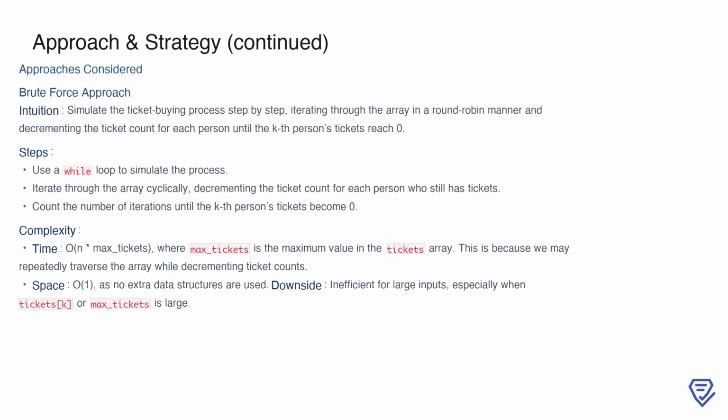One approach to solving this problem is the brute force method, where we simulate the ticket buying process step by step. The intuition here is straightforward. We iterate through the queue in a cyclic manner, decrementing the ticket count for each person who still needs tickets.